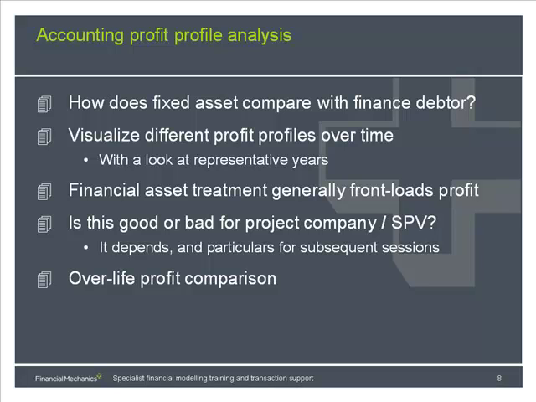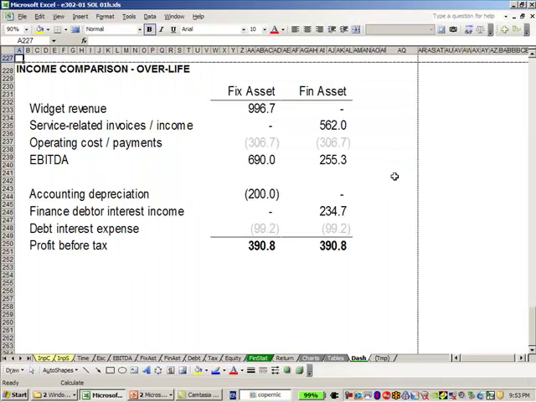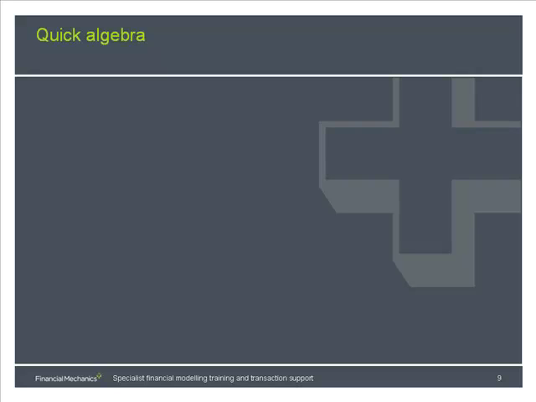This over-life profit comparison, we looked at that equivalent over-life profit before tax. What were those numbers? Numbers were 390.8 and 390.8. Just to end on a low note today, I thought I'd run some quick algebra, mostly so you guys who have access have this framework.